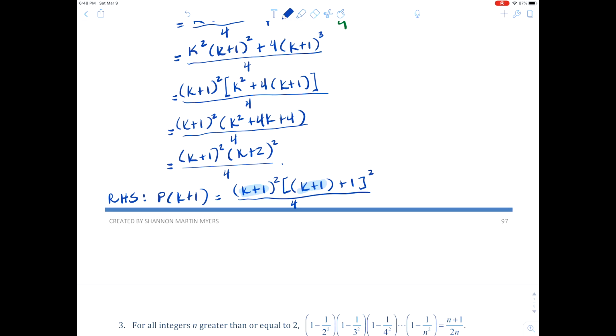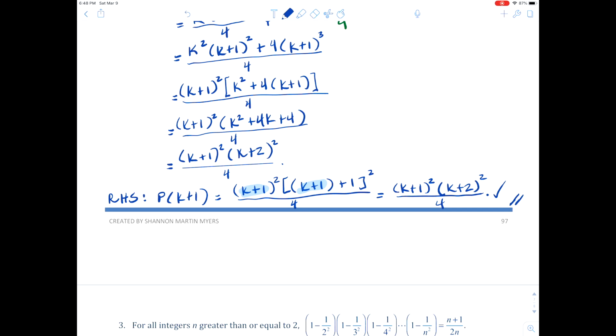And let's see what we get. We'll get, beautiful, k plus 1, the quantity squared, times k plus 2, the quantity squared, all over 4. And that's what we got for the left-hand side. So we're all good. We've shown what needed to be shown.